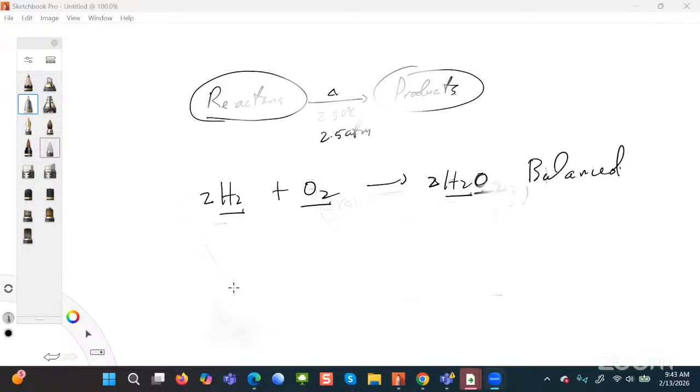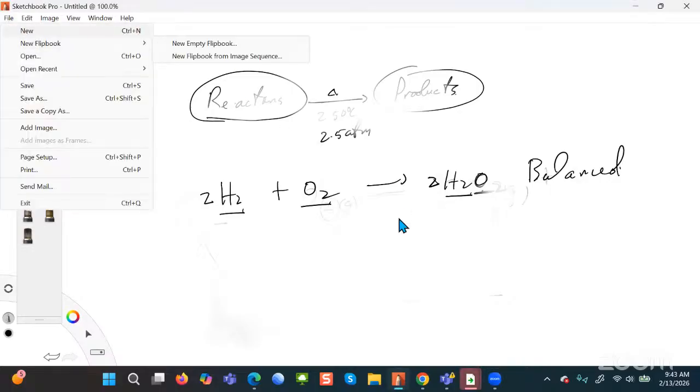Okay, so let me clear this. And let me come up with another example. Suppose I gave you CH4 plus O2 to give CO2 plus H2O, all right? So that's the equation, and you're asked to balance it, right?